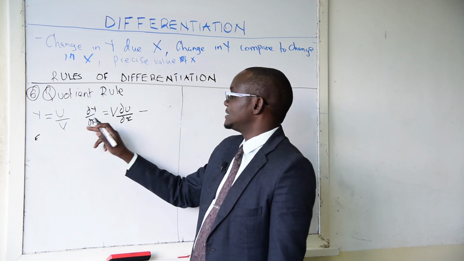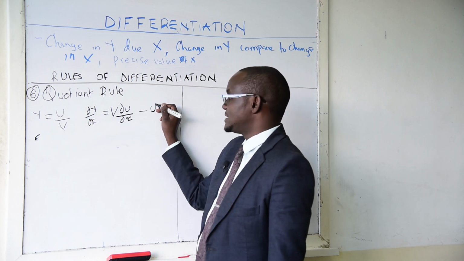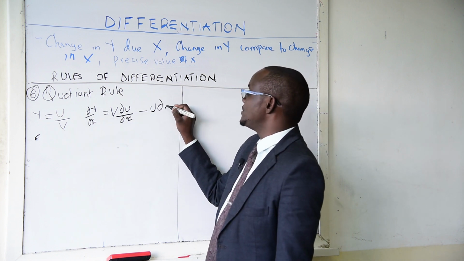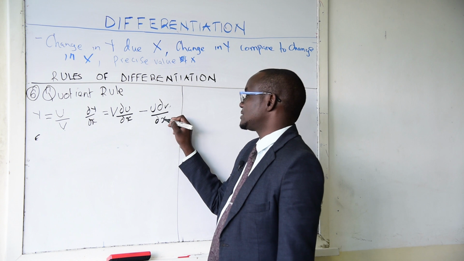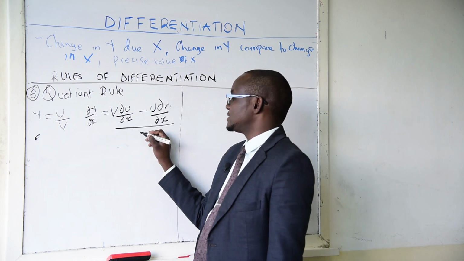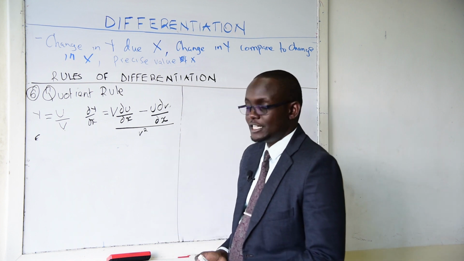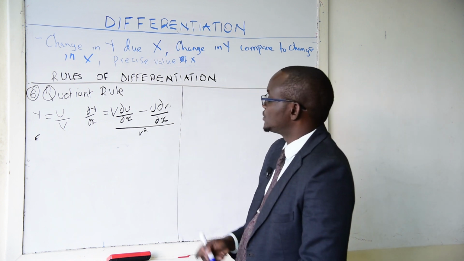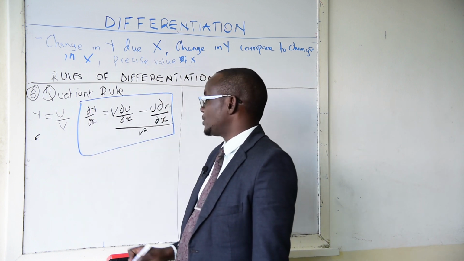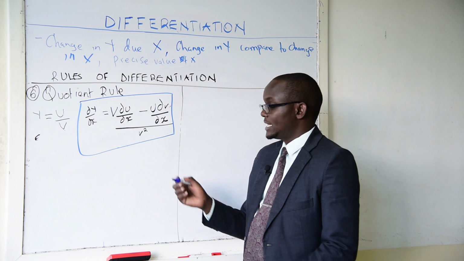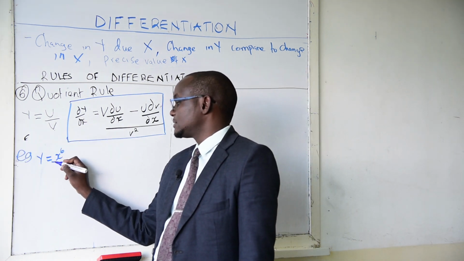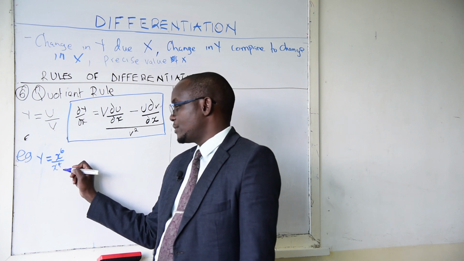Then you minus, this time maintain u, differentiate dv in respect to x. After you are done with all that, divide by v squared. Divide by v squared. So this becomes our quotient rule. And we can do an example. You can be given y equals to x power 6 divided by x power 4.